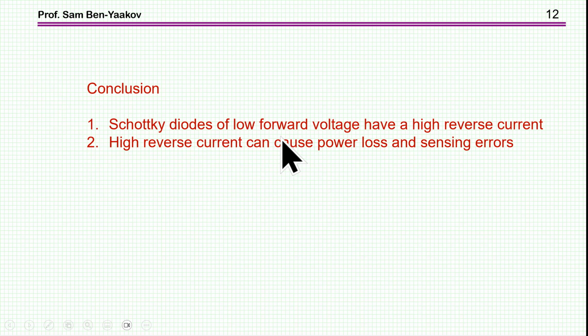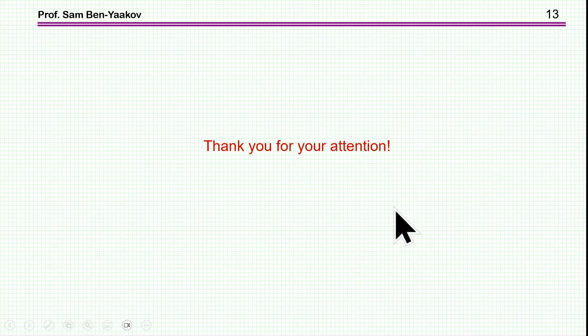So what's the conclusion here? Schottky diodes of low forward voltage have a high reverse current, there is a linkage here. And this high reverse current can cause either power loss, in situations where the total power loss needs to be low, or sensing errors that could be in many parts of a circuit. So this brings me to the end of this presentation.